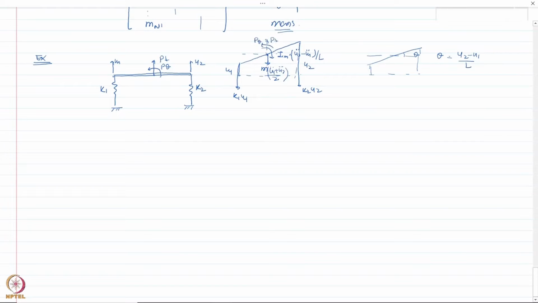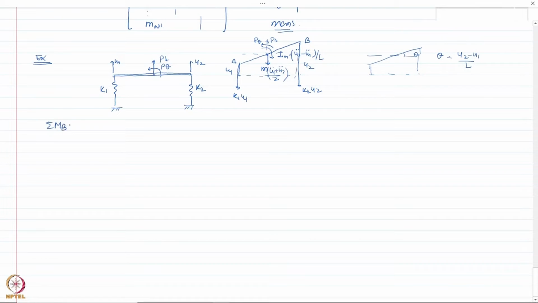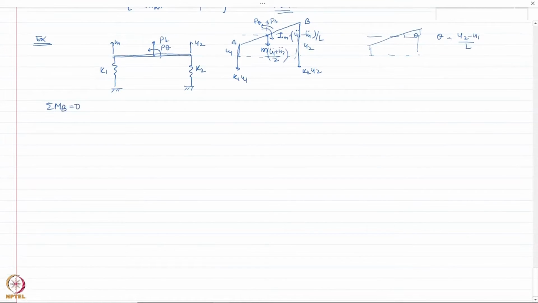Okay, so utilizing that, let us write down the equation of motion. Now to write down the equation of motion, I'm going to first consider this as end A and end B, summation of moment about point B equal to 0. What that would give me directly is the equation, let us write it down here.